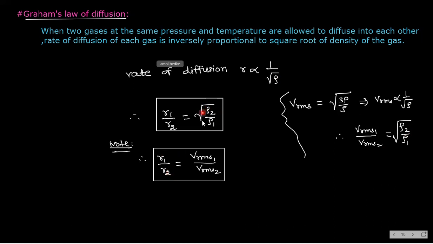R1 by R2, because already I have here rho 2 by rho 1 under root. So can I substitute here VRMS 1 by VRMS 2? Yes. And that's why the ratio of rates of diffusion, R1 by R2, is equal to VRMS 1 by VRMS 2. Okay, understood? Note down.